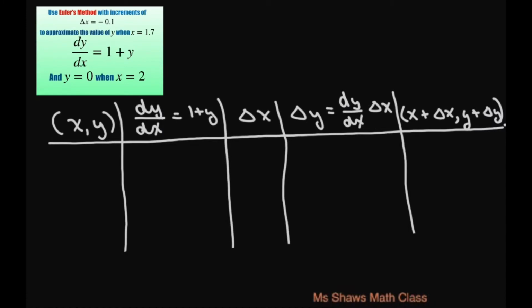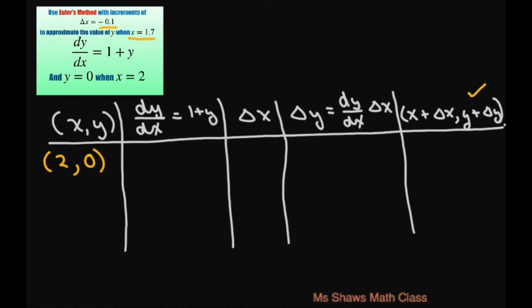So basically there's this little table I set up that makes it easier. We know first that when x is 2, y is 0. We also want to go to x equals 1.7, so we're going to keep subtracting 0.1 until we get to 1.7. That means we're going to do this 3 times and then find our y value. And this little table is very helpful.